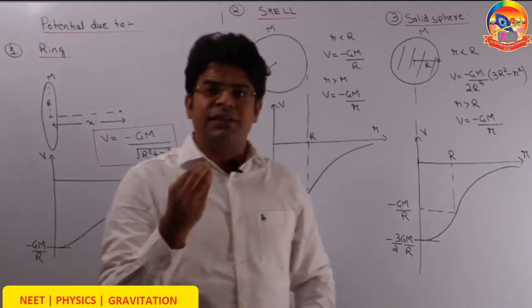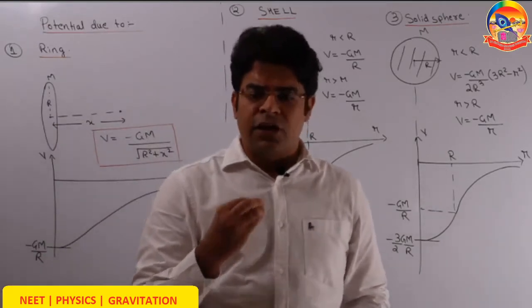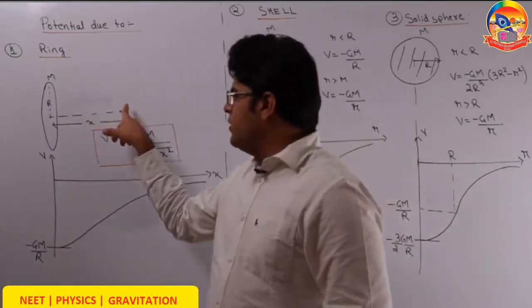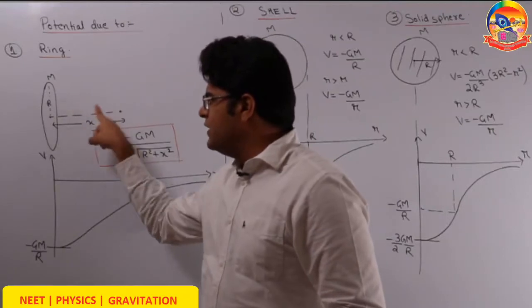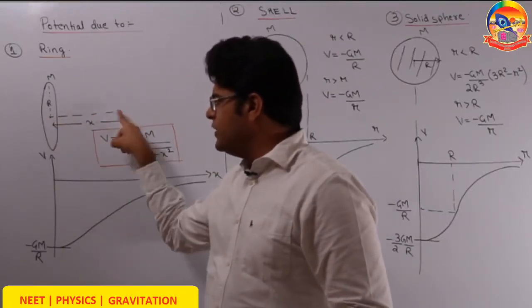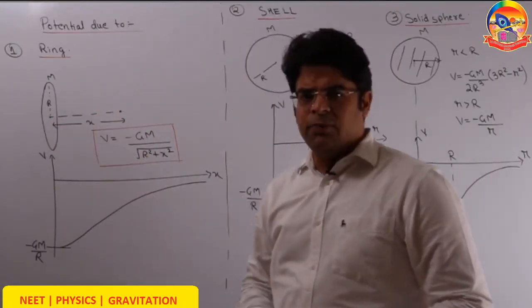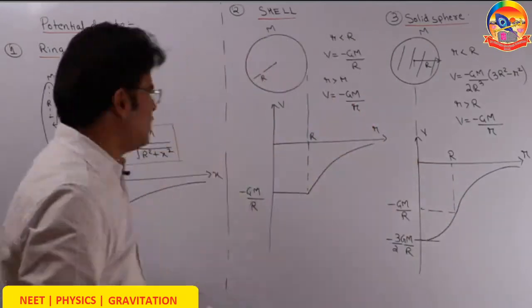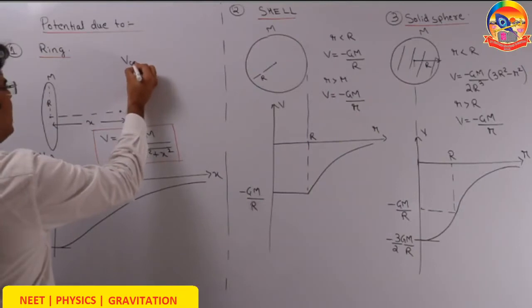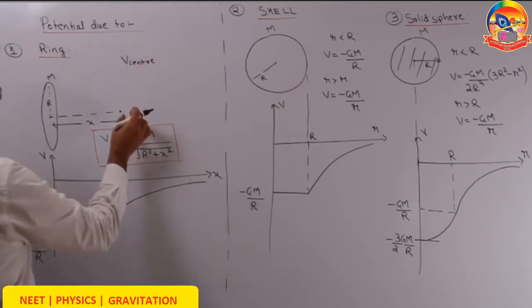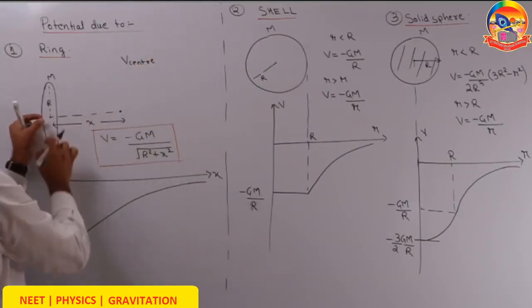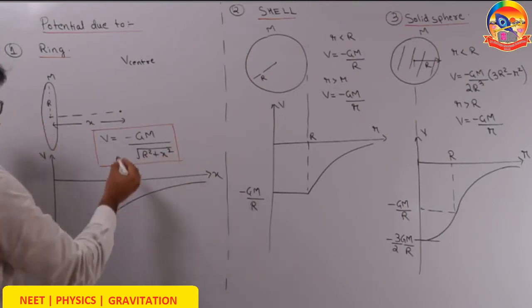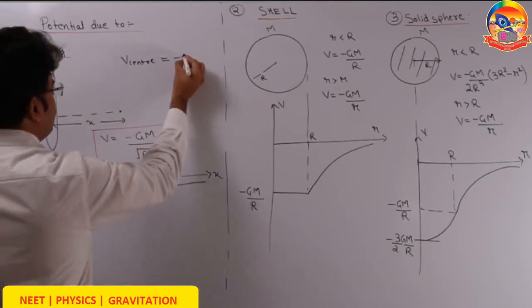Field is a vector quantity. Potential is a scalar quantity. Since each particle of ring is at distance under root of r² plus x² from this point, we get the potential simply as minus GM upon under root of r² plus x². One important thing, what is the potential at center of the ring? So for center of the ring, substitute x equals 0. When you substitute x equals 0, you get potential at the center of ring to be minus GM by r.